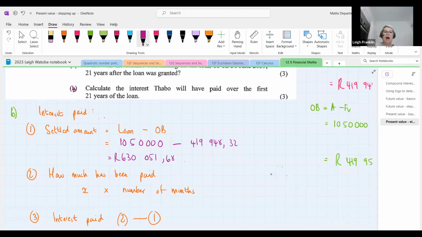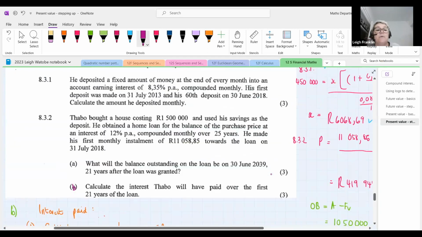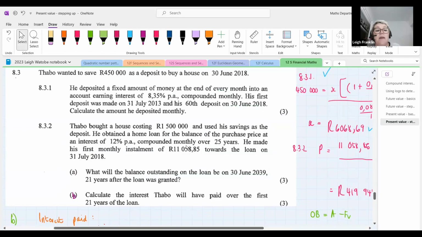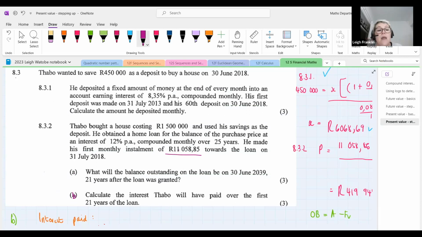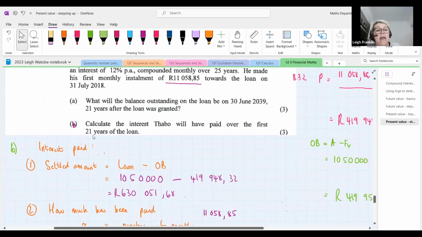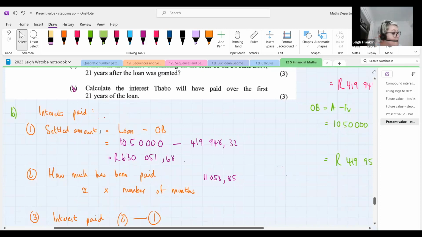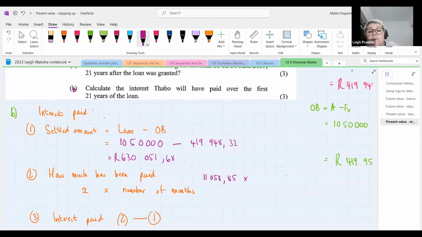If we calculate how much money poor Thabo has paid, what we would do is, remember, he's paying 11,058 rand and 85 cents a month. That's how much he's paying towards the loan. And if he's been paying that over a period of 21 years, then it means that he has paid this 252 times. That's 21 times 12.